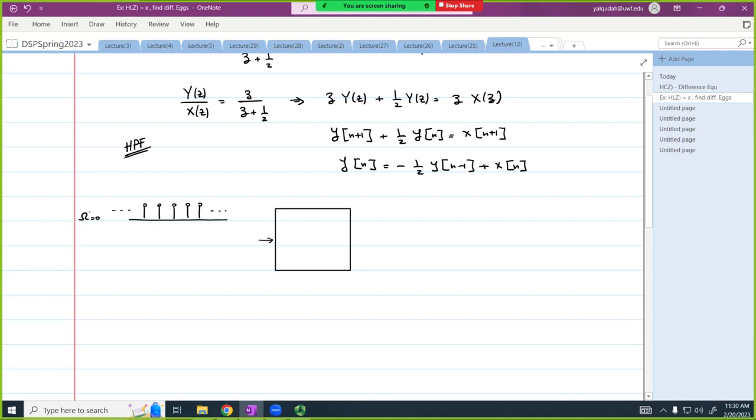What is a very high frequency? Remember, we said the highest frequency is pi. So if I take a cosine of pi n, what am I going to get? A signal that oscillates like this. Agree? This is 1, -1, 1, -1, 1, -1. This is omega equal to pi. This is low frequency. This is high frequency.